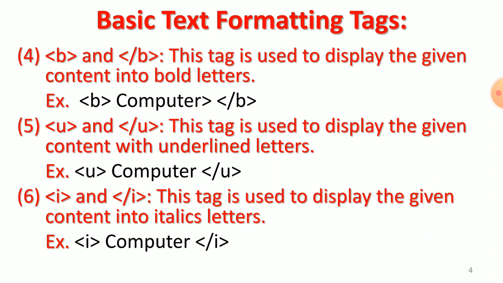And next is I and slash I. This tag is used to display the given content in italic letters. Example: I computer and slash I. That means this text computer is in italic style. First is bold style, second is underline style, and third is italic style.